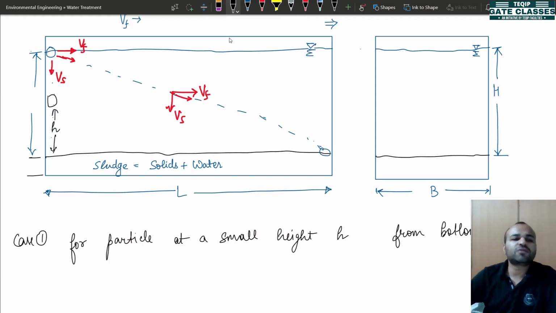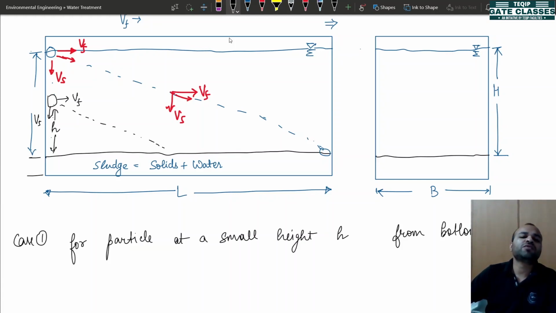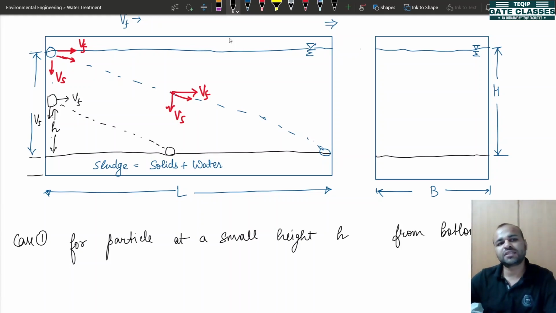now what will be the forces? Again same, there will be a flow velocity and there will be the weight that will be taking it down with the settling velocity. Again it will follow the same straight line path, and what do we observe? That it will take considerably less amount of time to settle down. It will easily settle down. Okay, it will take less amount of time than the particle which is at a higher height from the bottom. Okay, this is one of the cases.